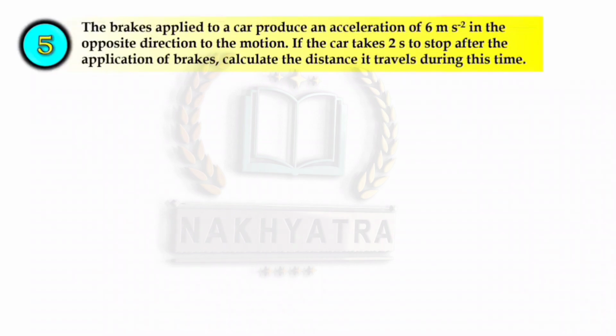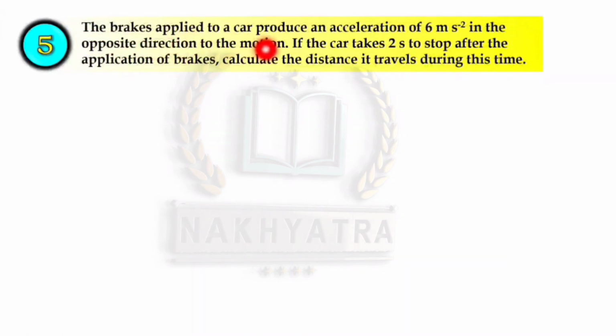The brakes applied to a car produce an acceleration of 6 meter per second square in the opposite direction of the motion. If the car takes 2 seconds to stop after the application of brakes, calculate the distance it travels during this time. Okay, now you might be thinking that this question is a little bit laggy or tricky, but it is not. If you have not understood, try to read the question twice or thrice, okay, and you will understand it more clearly. So read it again, because it will be very clear to you.